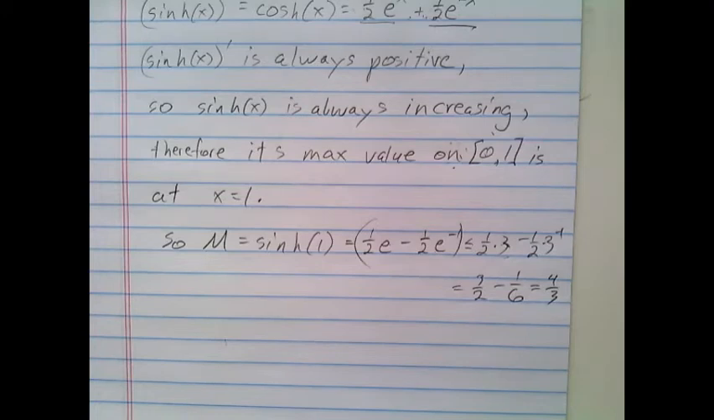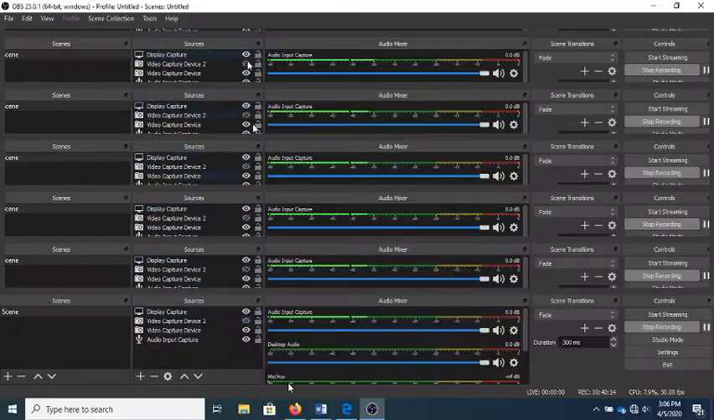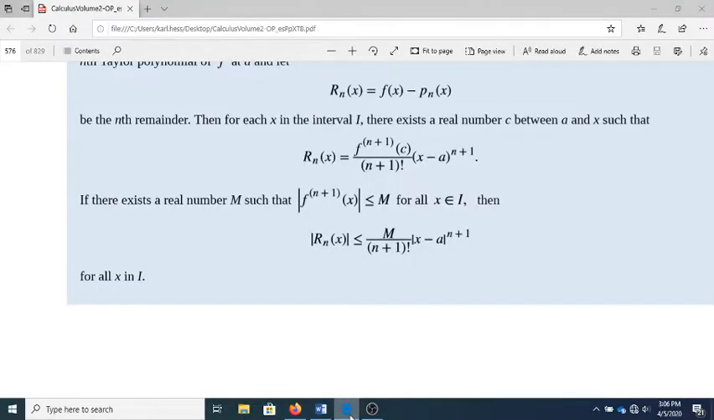Let me remind you what that formula looks like. Once we come up with m, we divide it by n plus 1 factorial. Remember, in this case n was 5 because our approximation was based on a 5th degree polynomial. So we're going to be dividing m by 6 factorial. And we're also going to be multiplying by the absolute value of x minus a to the 6th. Got it? Got it.